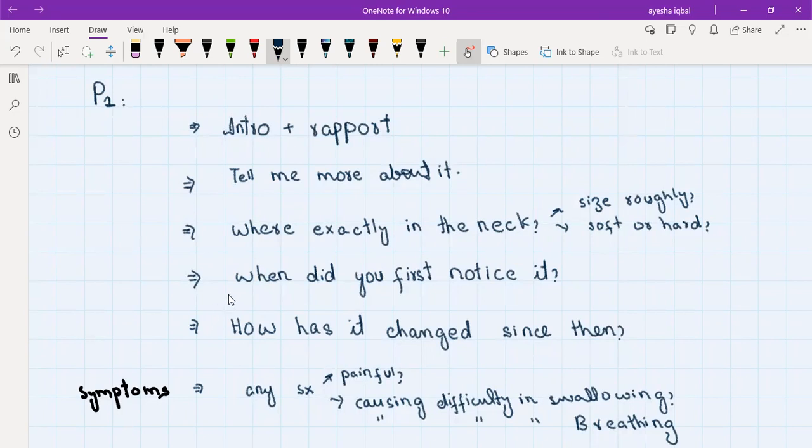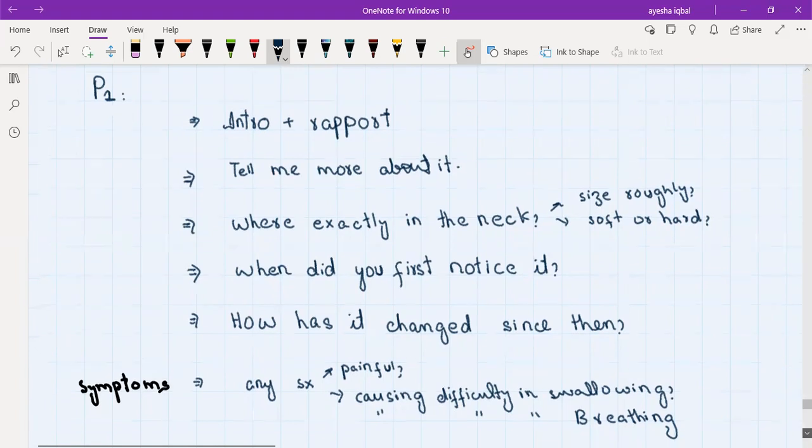Then we'll ask about the onset. So we'll ask the patient, when did you first notice it? Okay. And how has it changed over time since you first noticed it? Okay. So if it is growing very rapidly, then we will be suspicious of a malignancy, of a malignant cause.